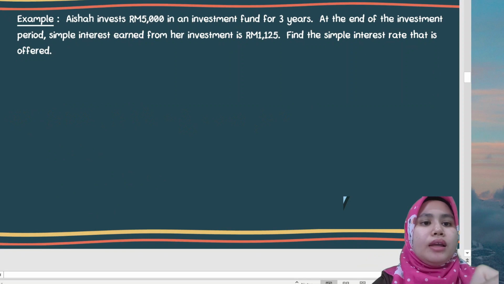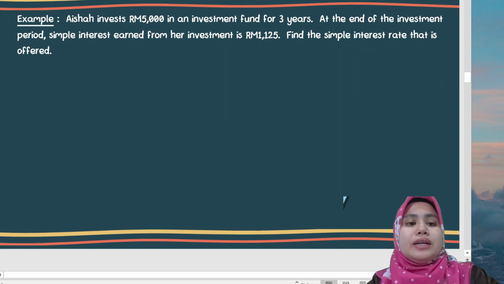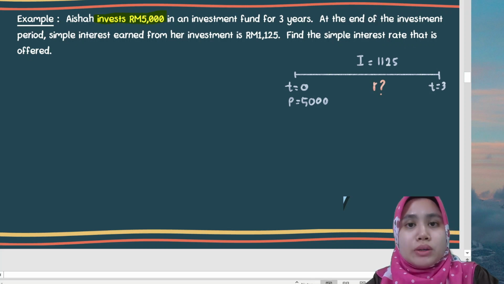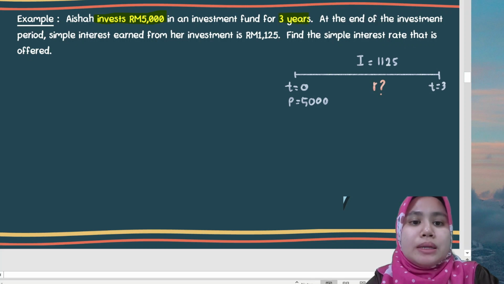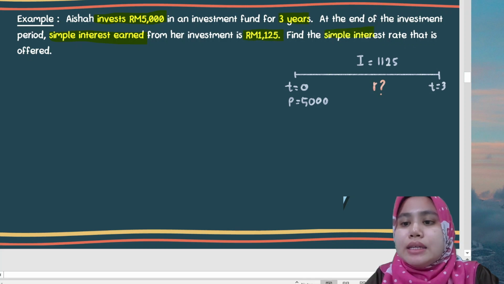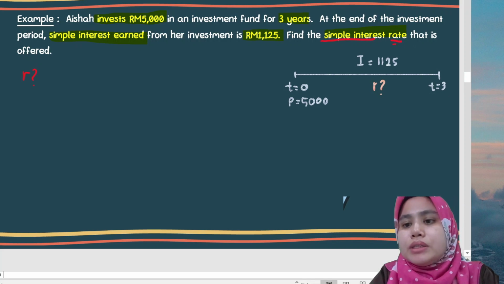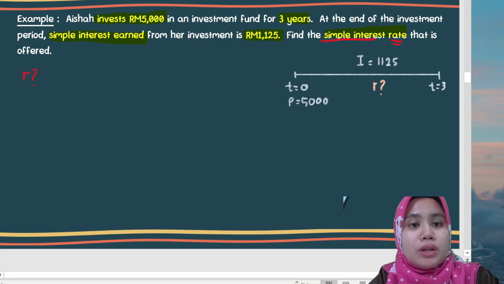Now let's move to another example. Ansha invests RM5,000 in an investment for 3 years. At the end of the investment period, the simple interest earned from her investment is 1125. Find the simple interest rate that is offered. So what do we want from this question? We want our R. Find the simple interest rate is our small r.